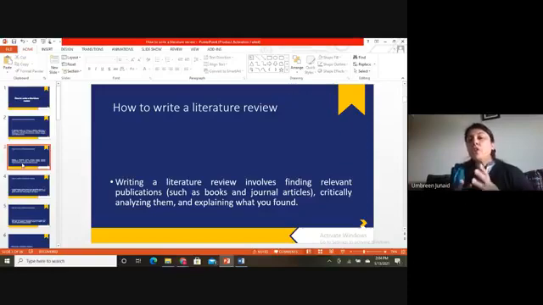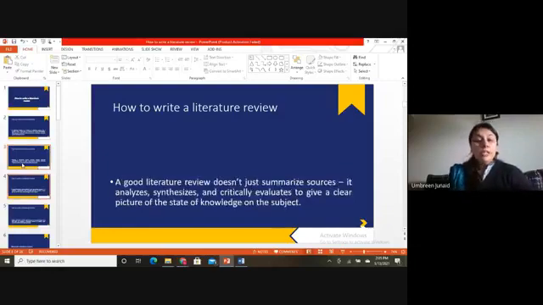अब इससे relevant जितनी भी publications हैं, either they are in the form of books or articles, you will be exploring them. आपको जितने मिलते हैं उतने आप sources इकट्ठे करते हो, and then you critically analyze them, and then you explain what you have found. A good literature review doesn't just summarize sources, it analyzes, it synthesizes, and critically evaluates to give a clear picture of the state of knowledge on the subject.